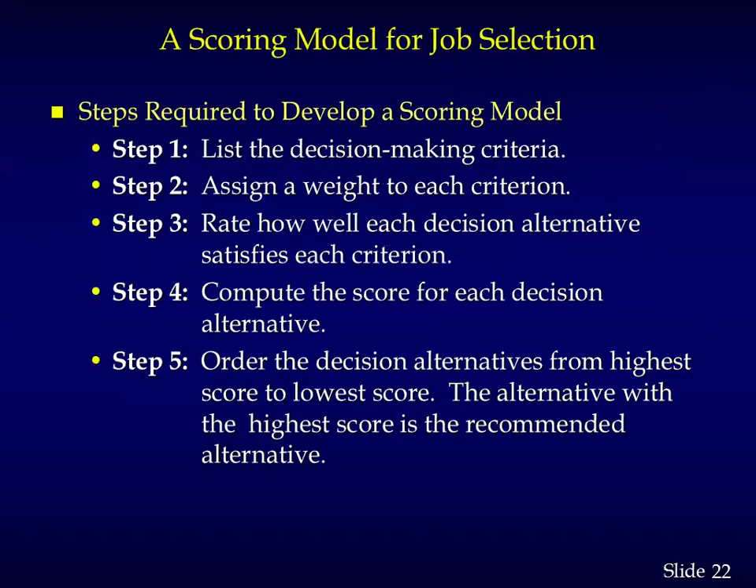Now how do we do this? We list out all the decision-making criteria. What are all the criteria we have to consider? And we assign a weightage to each of these. Which one is more important, which one is less important? It could be from 1 to 10 or something, depending on how you do it. Then rate how well each decision alternative satisfies each criterion, again rating from 1 to 10 perhaps. Then compute the score for each decision alternative by taking a weighted average or a weighted total, and order the decision alternatives from highest score to lowest score. The alternative with the highest score is the recommended alternative. A very rough model, as you'll see.